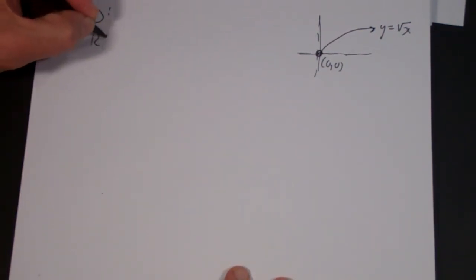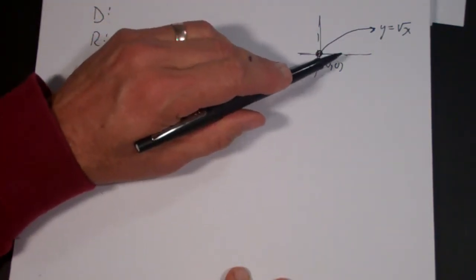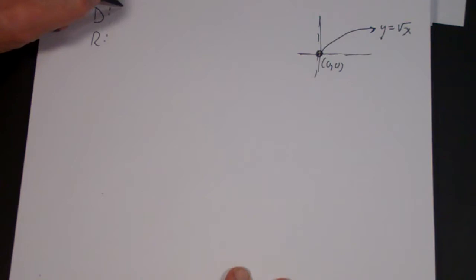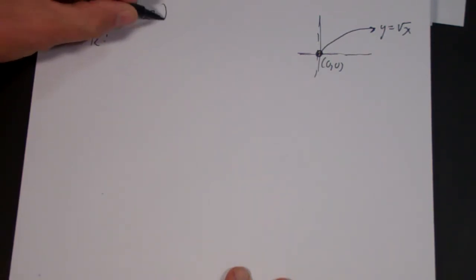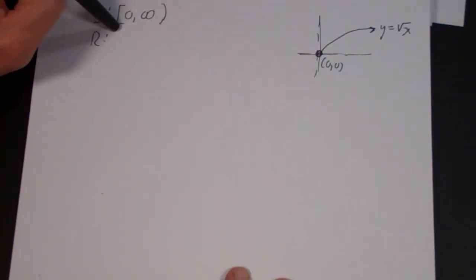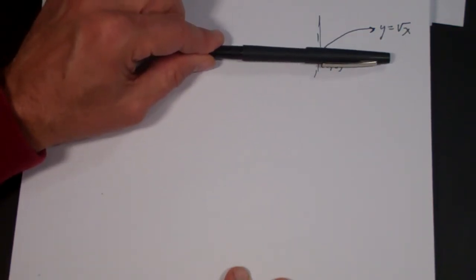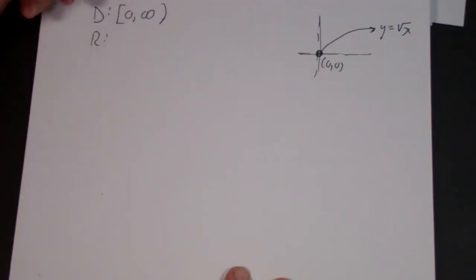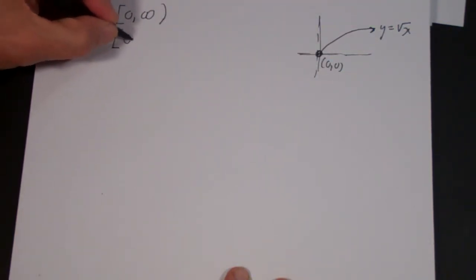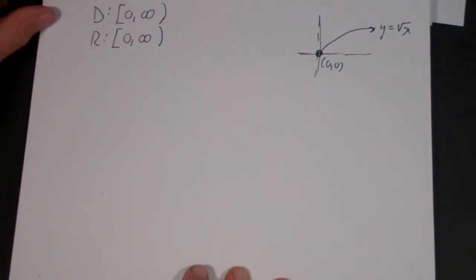Domain is what x can be. If you notice, x starts at 0 and then becomes more positive, so the domain is 0, comma, infinity. That's what x can be. And notice it can be 0, so that's a closed bracket. And the range, that's the y value, starts at 0 and becomes more positive, so that goes from 0 to infinity. That's your domain and range.